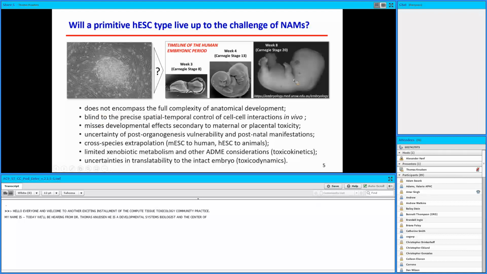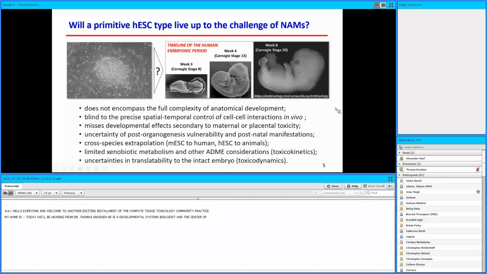The embryonic stem cell system does not encompass the full complexity of anatomical development that we see over this period of time. It's blind to the precise spatial and temporal control of cell-cell interactions that drive this complex morphogenesis. It can miss developmental effects that are secondary to maternal or to placental toxicity. Placental cells generally are not represented in these cultures unless they're added. And of course, there's a variety of ways that maternal toxicity can affect development. There's also uncertainty in terms of post-organogenesis vulnerability, as well as postnatal manifestations of developmental problems.